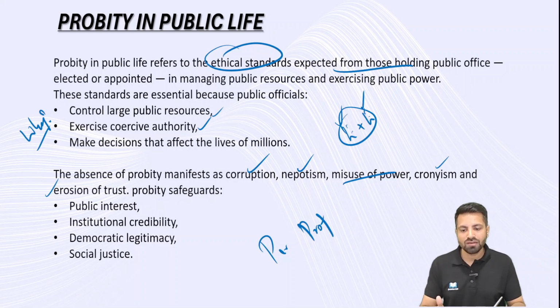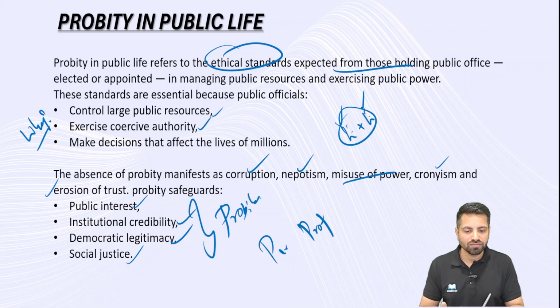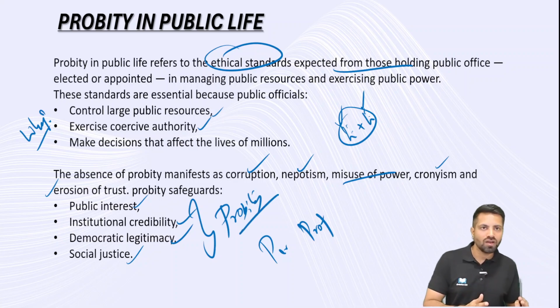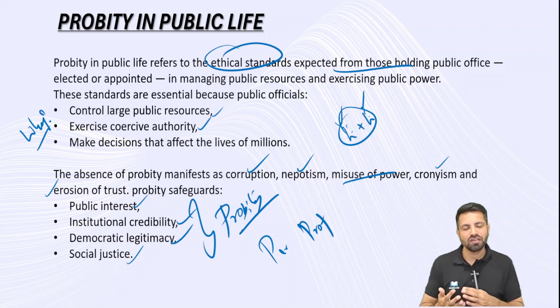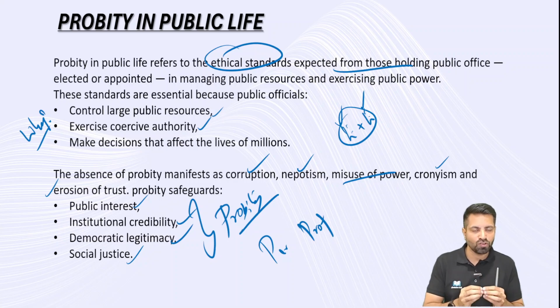So in order to safeguard the public interest, the institutional credibility, the democratic legitimacy and social justice, probity is mandatory. Since probity is beyond all these foundational values we talked about, integrity, compassion, all these things, probity is extremely important for the upliftment of public interest.